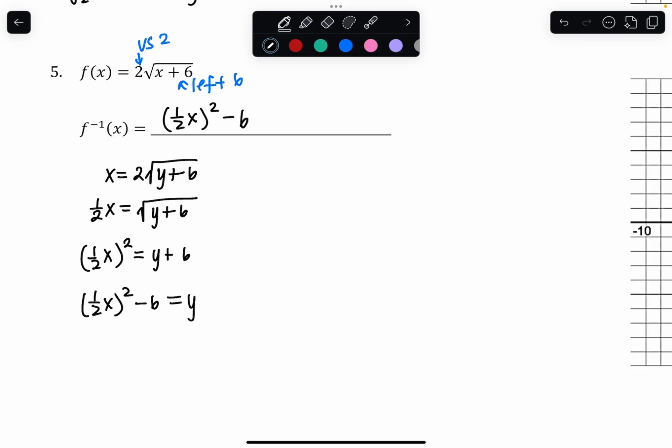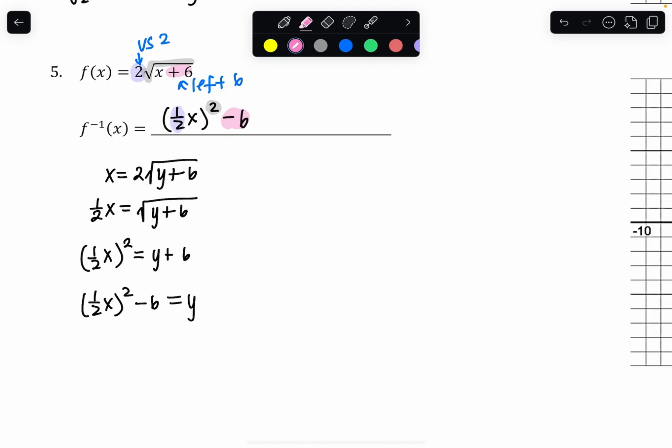And so just checking our work, if you are starting with square root, you are ending with square. And then if you have multiplication by 2 outside, you're going to have multiplication by 1/2 inside. A +6 inside is going to become a -6 outside.